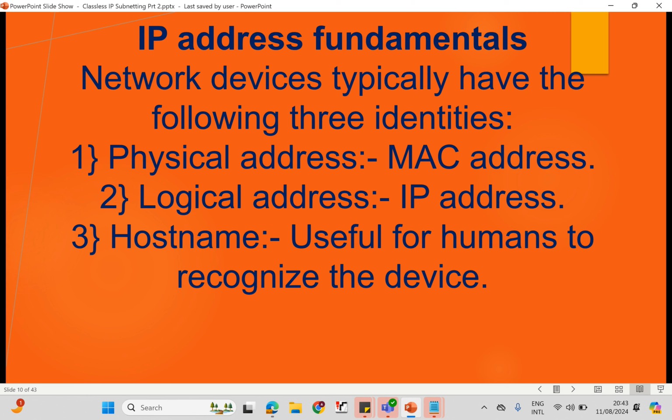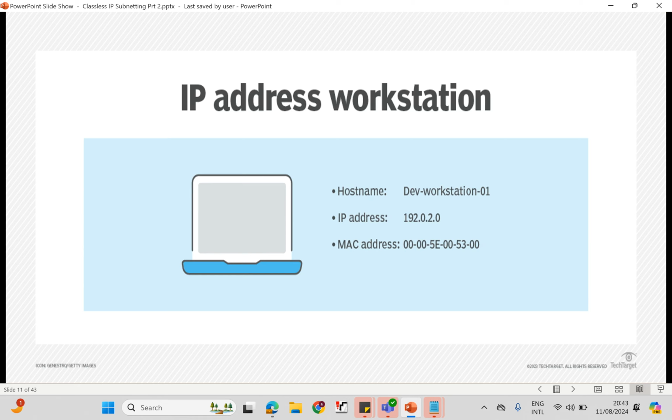Then host name, useful for humans to recognize the device on a network. I think I have a slide. Okay, look at this. IP address of a workstation. You see the host name, we call it dev workstation 01. That means we might have different workstations on that infrastructure or on that LAN, and so we could have dev workstation 01, dev workstation 02, dev workstation 03. So we say IP address. You could see the IP address here, 192.0.2.10. And we could see the MAC address. This is the way the MAC address always looks.